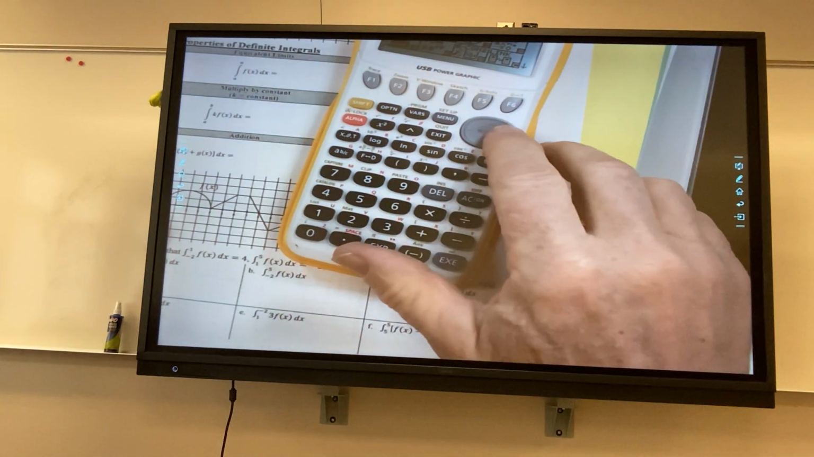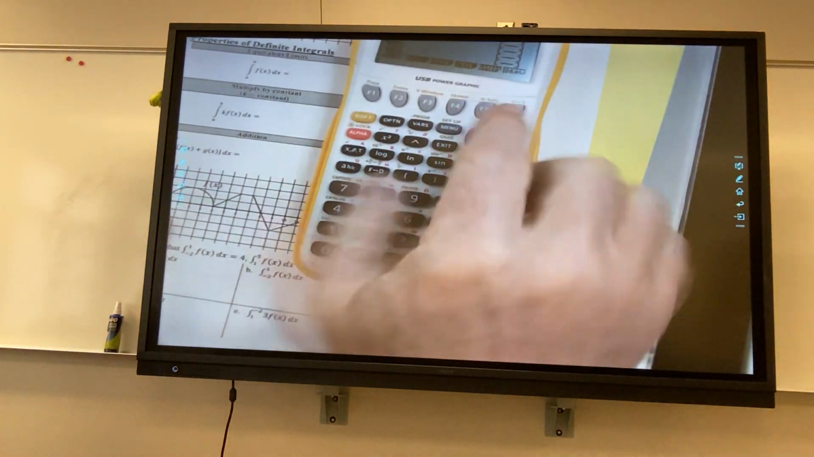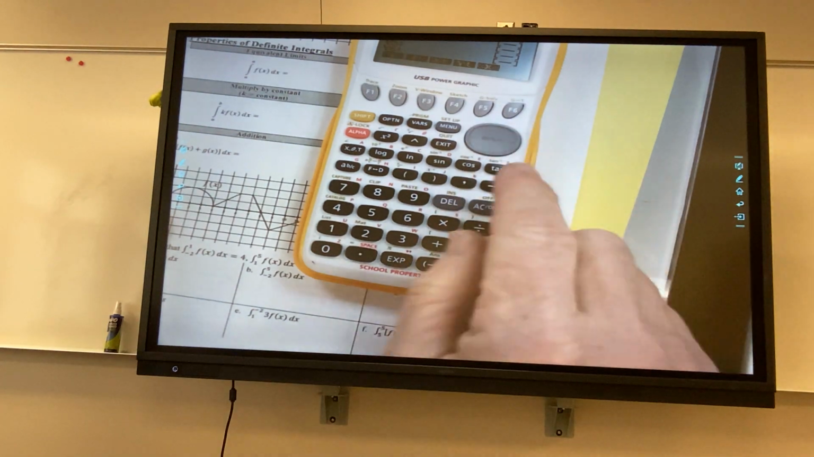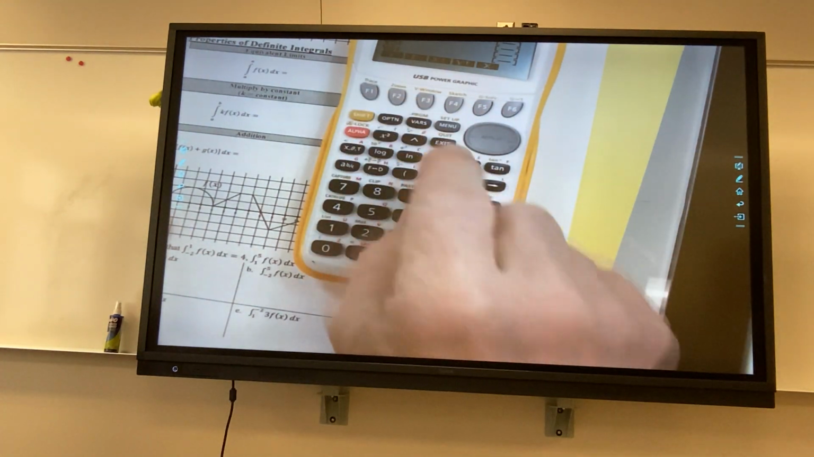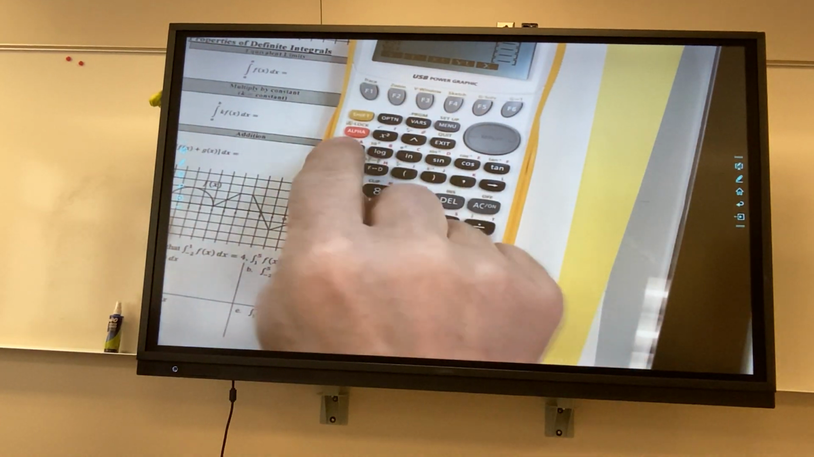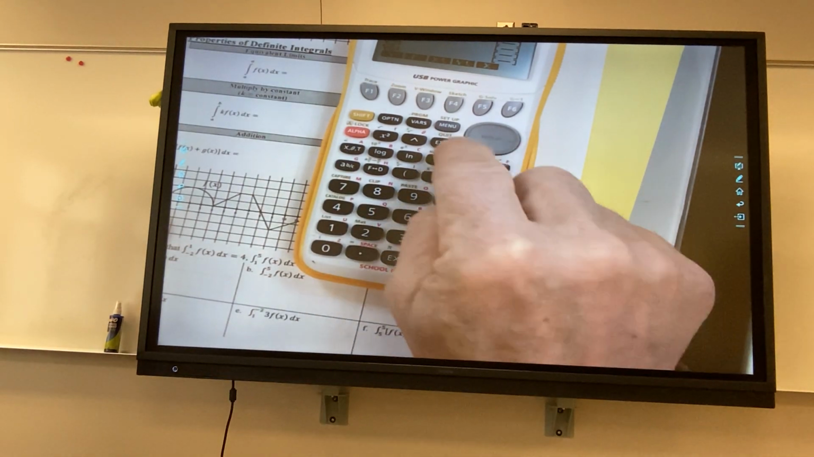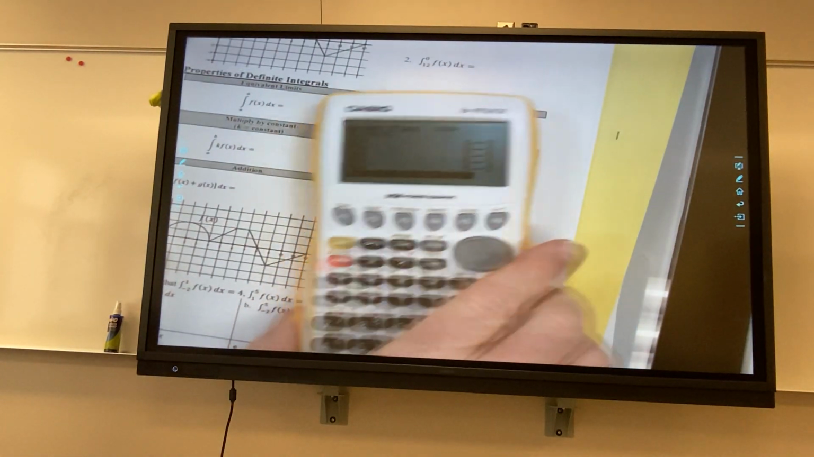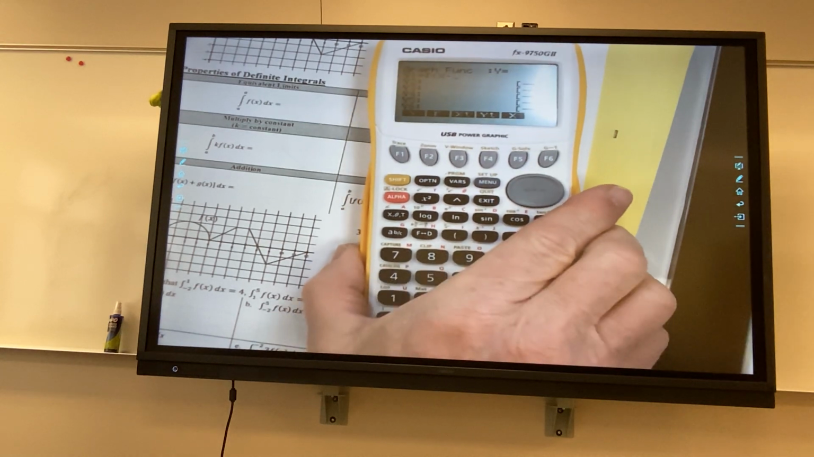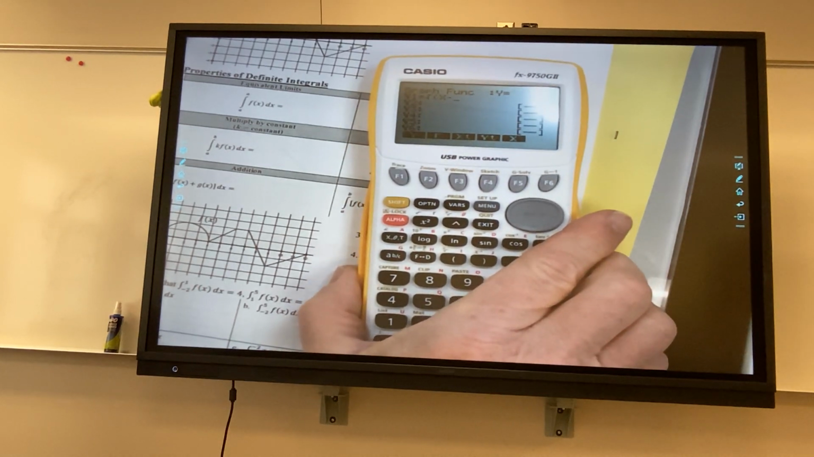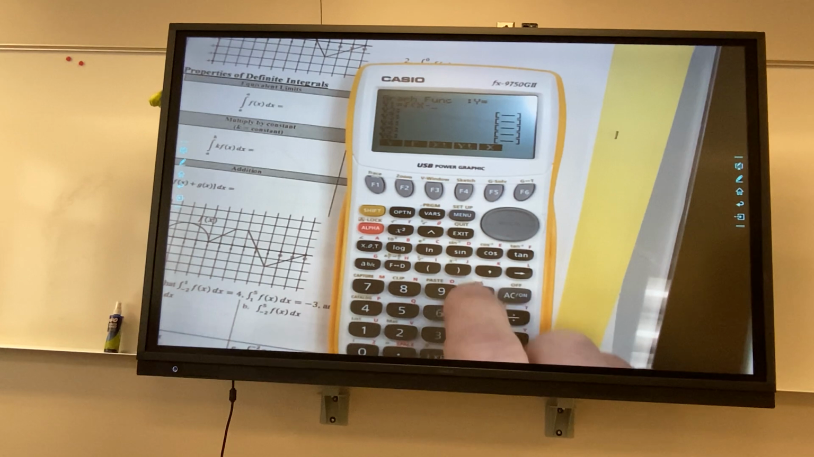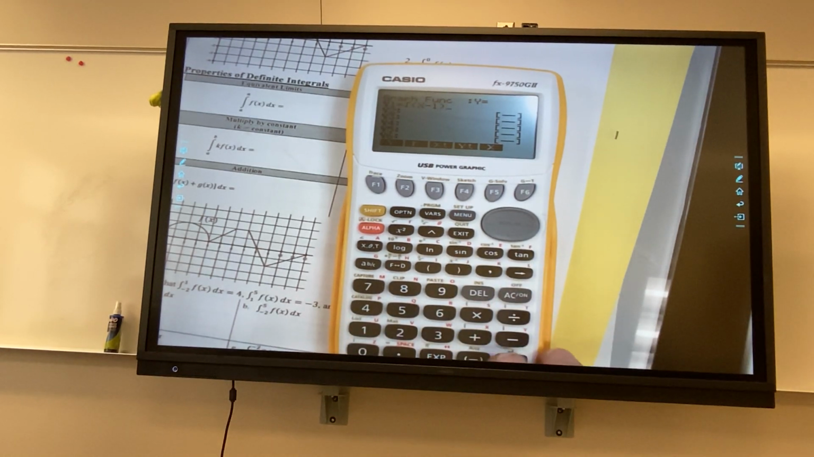Menu, graph, delete what I got here. Second square root, parentheses, X minus 1, parenthesis. We can't see the whole calculator. We can't see the screen. Is that better? Yeah, no, just gotta wait for it to clear. I gotta delete here because I made a mistake.